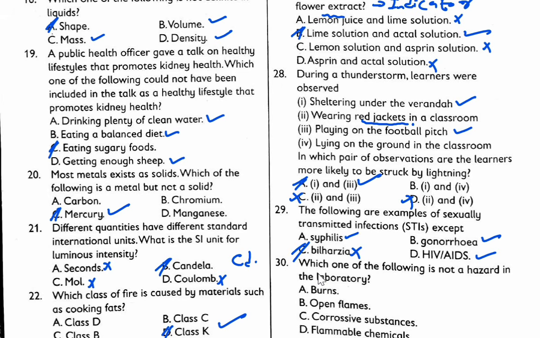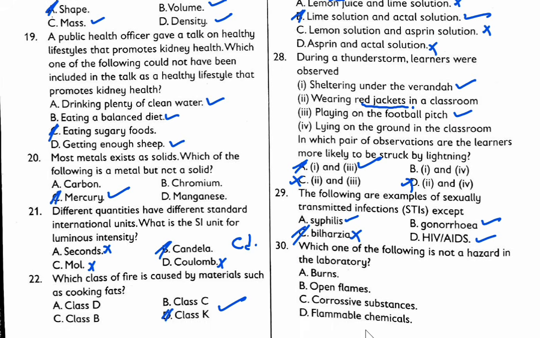Number 30. Which one of the following is not a hazard in the laboratory? A, burns, B, open flames, C, corrosive substances, D, flammable chemicals. So we know that a hazard is a substance likely to cause harm or discomfort. So to start with, open flames can cause burns, corrosive substances also can cause burns, flammable chemicals, yeah, this is a hazard. Which one is not a hazard? Burns. This one is not a hazard.